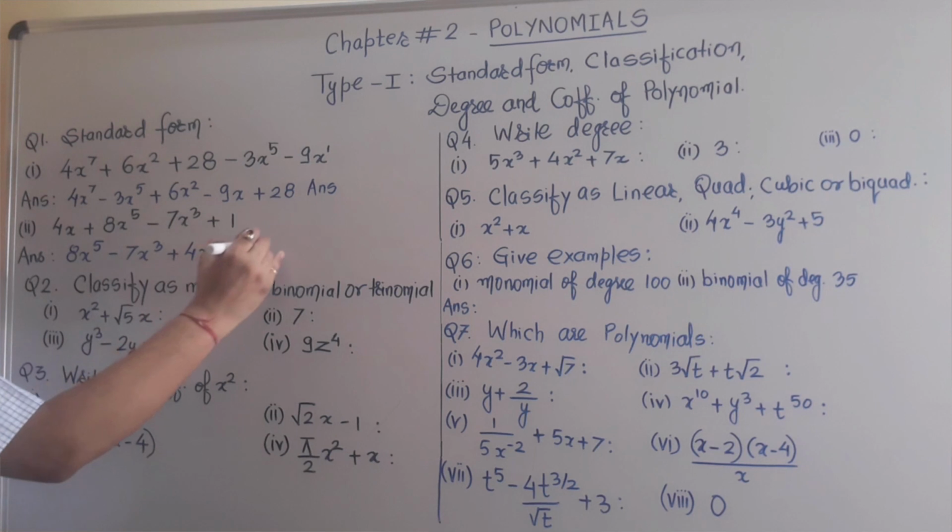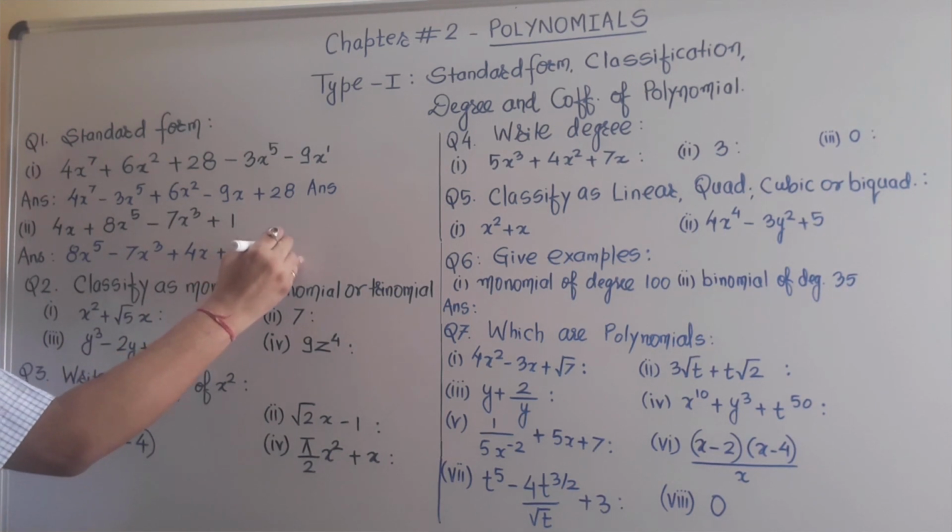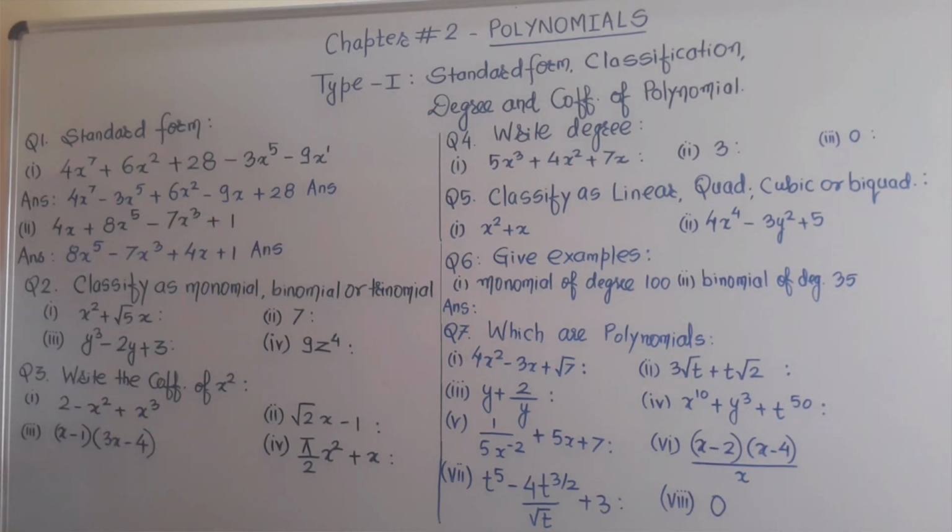So as you can see, first I wrote the term having the power 5, then second I wrote the term having the power 3, third I wrote the term having the power 1, and lastly I wrote the constant term, because for the constant term, remember, the power of the variable can be assumed as 0. How can we assume that?